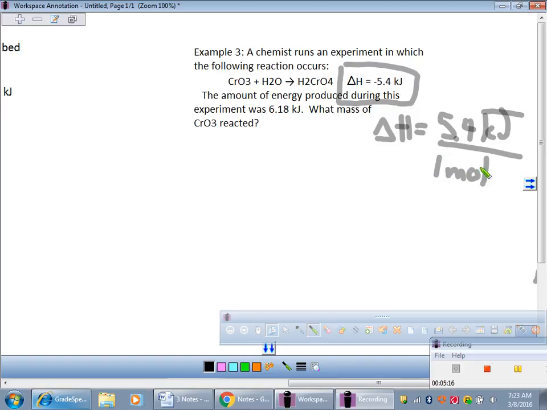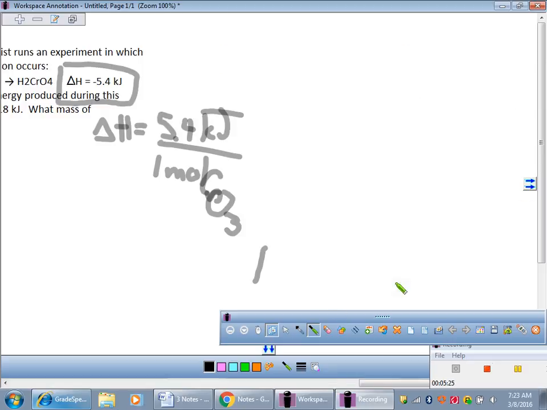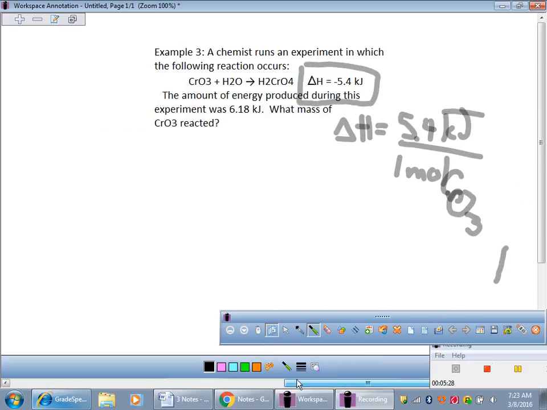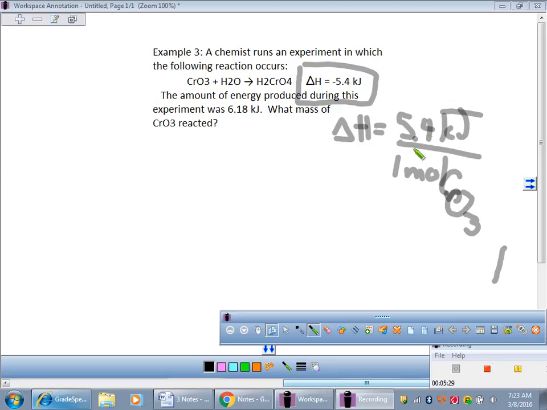What are we working with? We're working with chromium oxide. Woo, ran out of room there. Let's scoot over a little. Oops, not that much. All right. So we have our delta H, which is 5.4 kilojoules if there is 1 mole of chromium oxide. Well, when the experiment was run, we saw that 6.18 kilojoules of energy was produced.